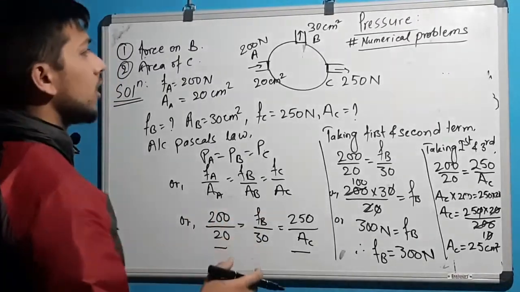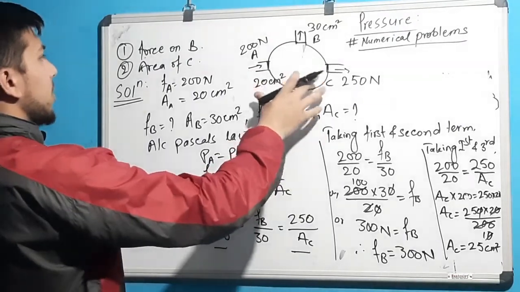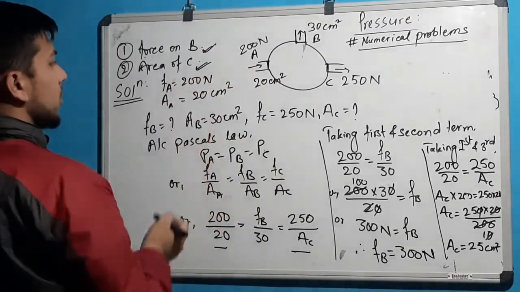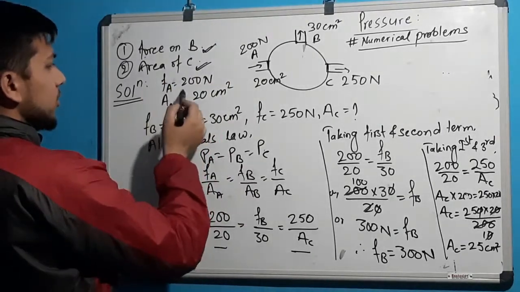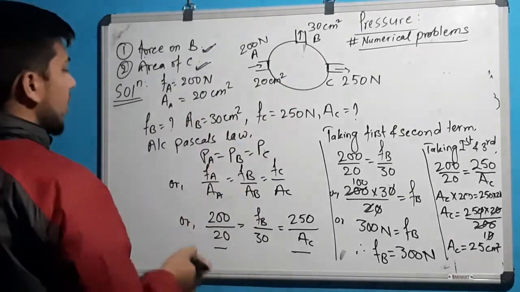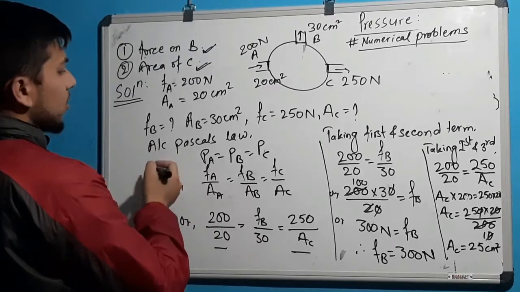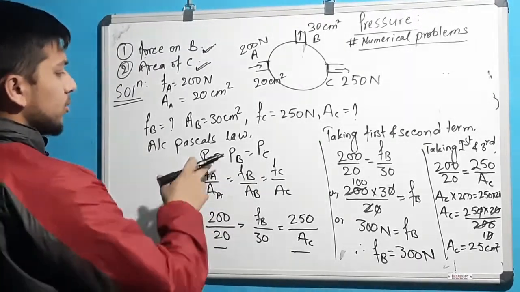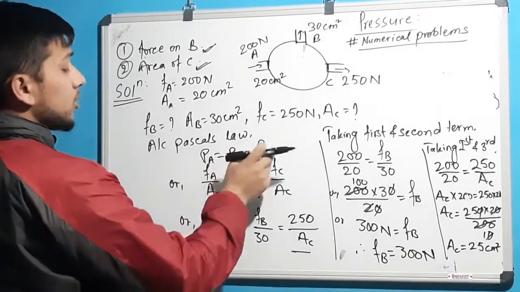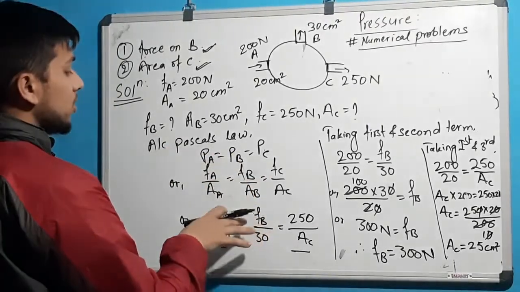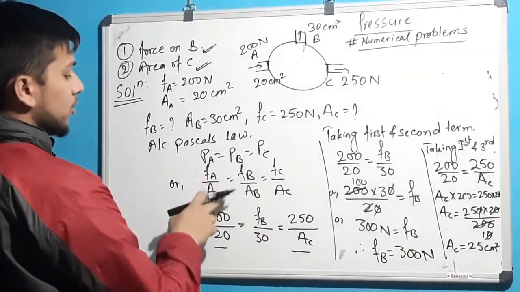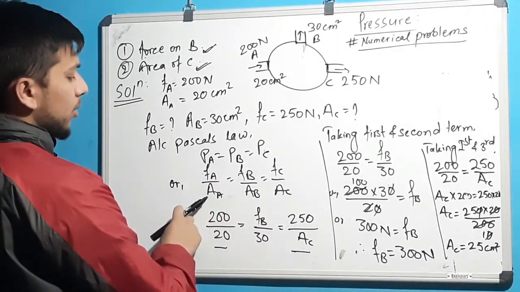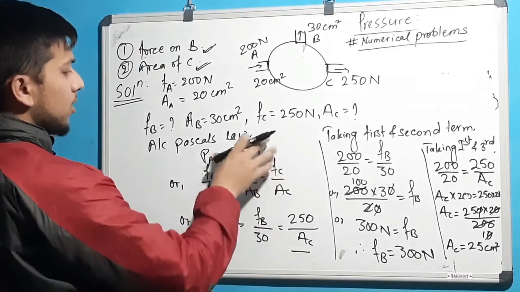We have to see on this figure, and we have to find the force on the B, and area of C. And these are the given terms on figure. And solution here. According to Pascal's law, pressure on every piston should be equal. So PA, PB, PC, the pressure applied on pistons A, B, C is equal. Then pressure is force upon area. Then force on A and area of A. This is the ratio to find the pressure.